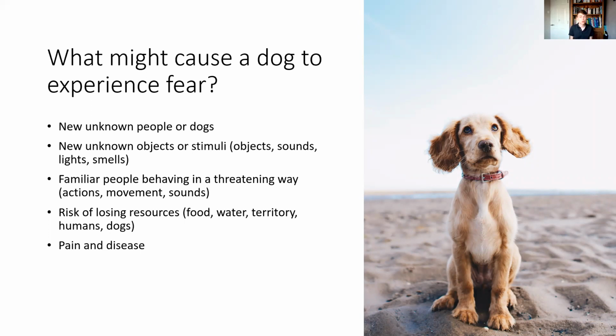We know that dogs can also develop aversions or fear around new or unknown objects or stimuli. So it's not necessarily a living animal or person that's going to cause that fear. It can be something like an unfamiliar object, a new appliance like a vacuum cleaner or a dishwasher. It might be a sound, so something like fireworks, so sounds and lights. Fireworks is a very big one that can cause stress for many dogs.